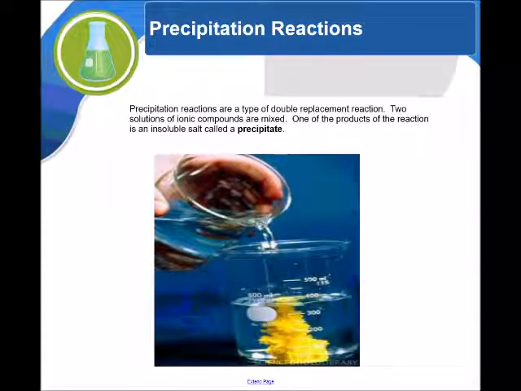All right, chem students, today we're going to talk about precipitation reactions. You'll need your blue notes packet and something to write with.